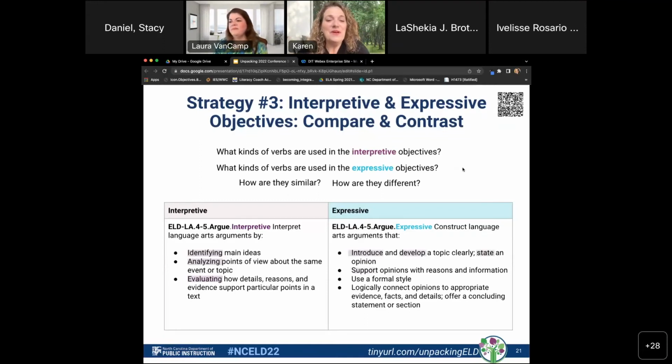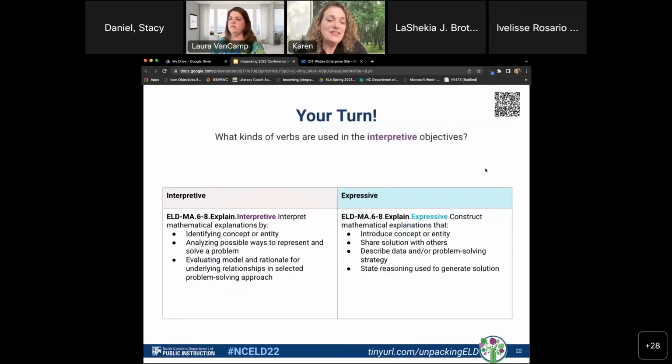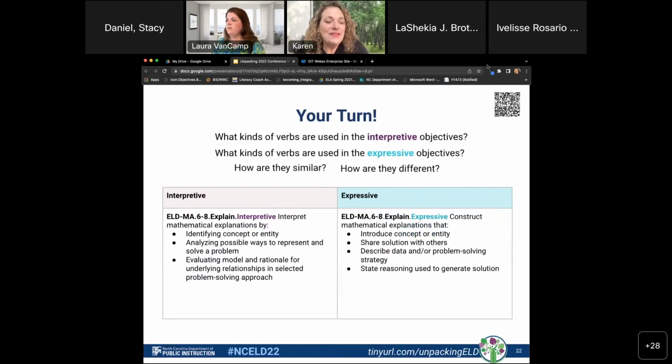Awesome. Okay, let's move forward to a your turn example. Looking at this math expectation for grades 6 to 8, what kinds of verbs are used in the interpretive objectives? And then what are the verbs used in the expressive objectives? We're taking a close-up look at what we're actually looking for and comparing these two different modes, the interpretive mode and the expressive mode, to see how teachers are going to be reading these and then unpacking them for their lessons in the fall. What kinds of activities and instruction are they going to have to do?